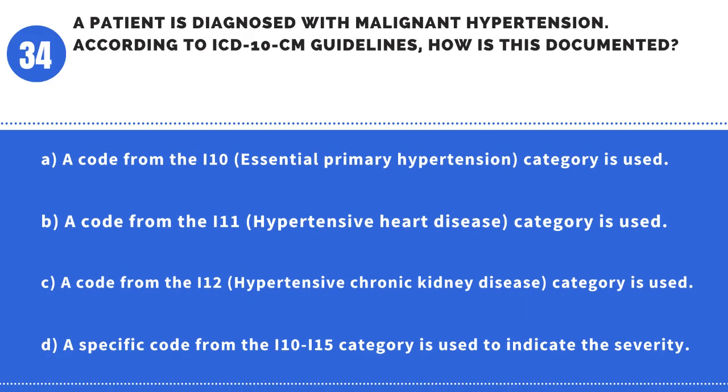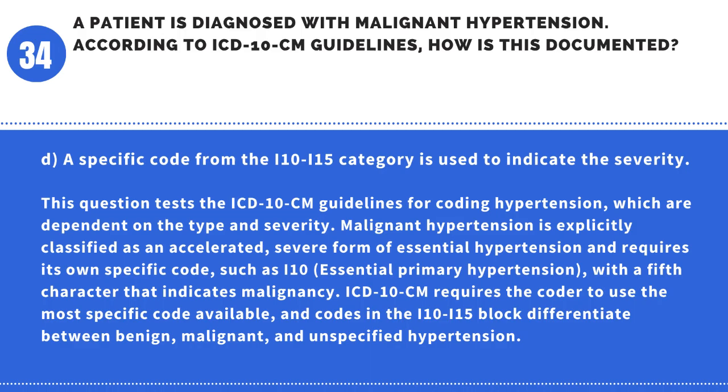Question 34. A patient is diagnosed with malignant hypertension. According to ICD-10-CM guidelines, how is this documented? A. A code from the I10 essential primary hypertension category is used. B. A code from the I11 hypertensive heart disease category is used. C. A code from the I12 hypertensive chronic kidney disease category is used. D. A specific code from the I10-I15 category is used to indicate the severity. Answer: D. A specific code from the I10-I15 category is used to indicate the severity.